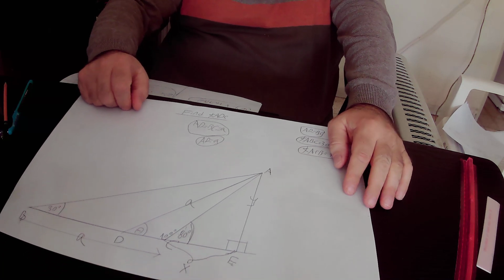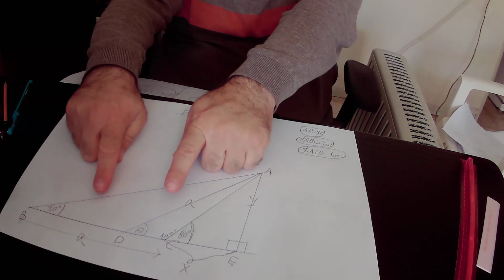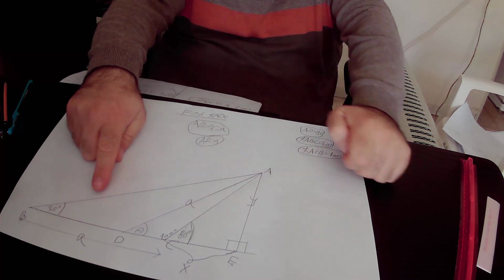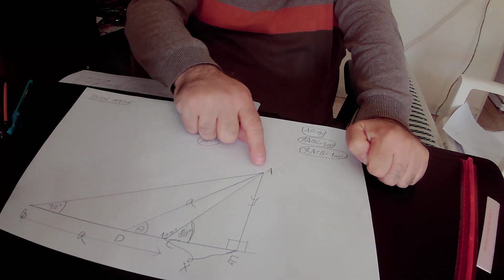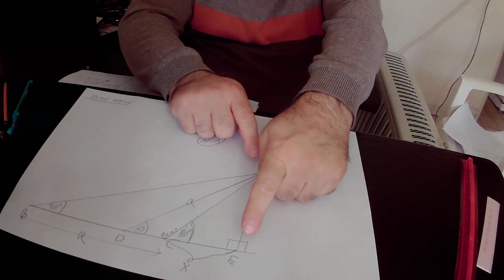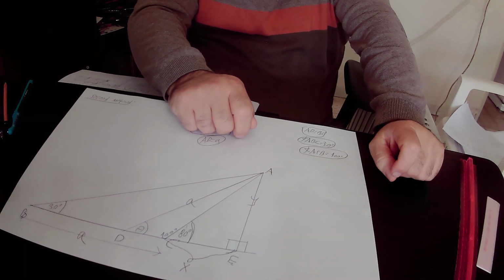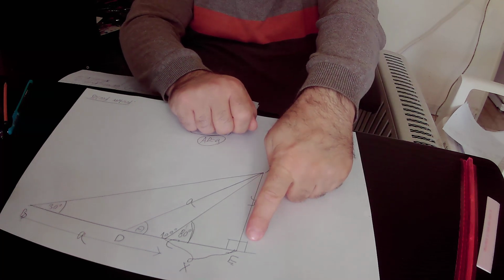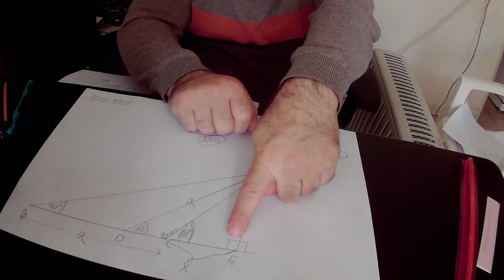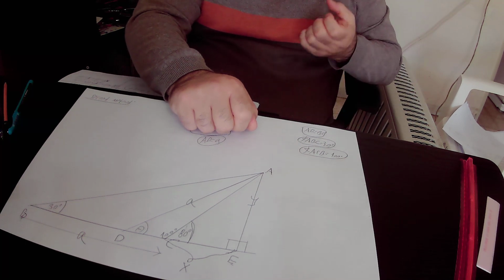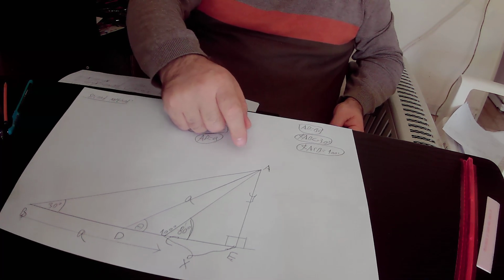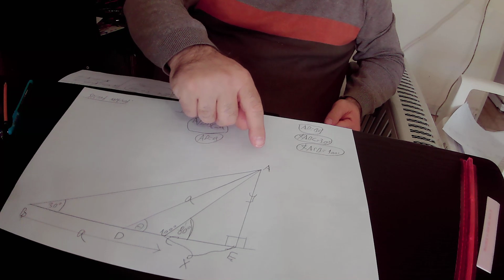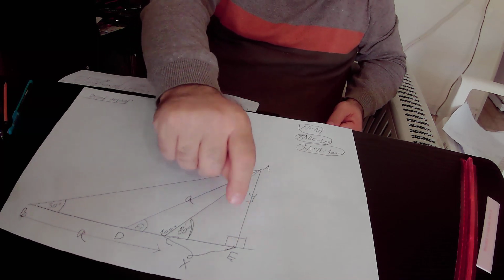In the next step, we extended side BC of triangle ABC, and then from point A, we drew a perpendicular to the extended BC. That is to say, this angle equals 90 degrees, and this angle also equals 90 degrees. And we defined the intersection point between the extended BC and the perpendicular from point A as point E.